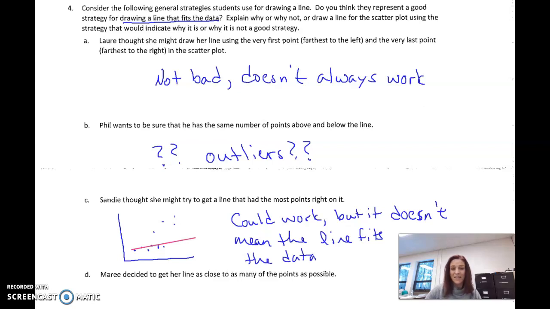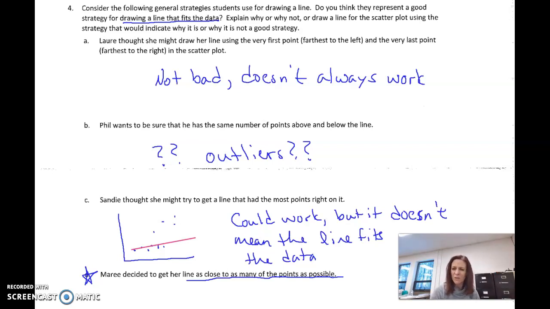So Marie decided to get her line as close to as many of the points as possible, and I think this really is the best idea. And I'm sorry I can't tell you there is an exact way to do it. So let's try to think of just this last one here. Try to get your line as close to as many points as possible.